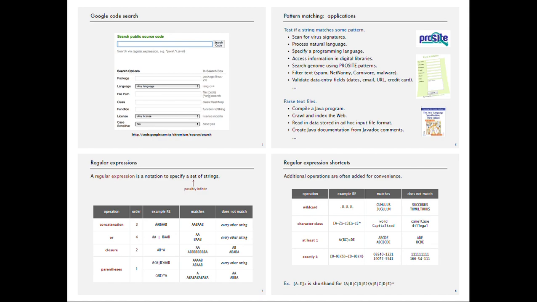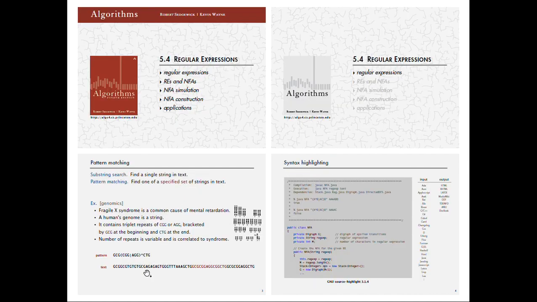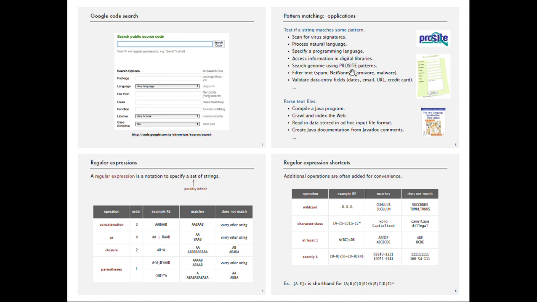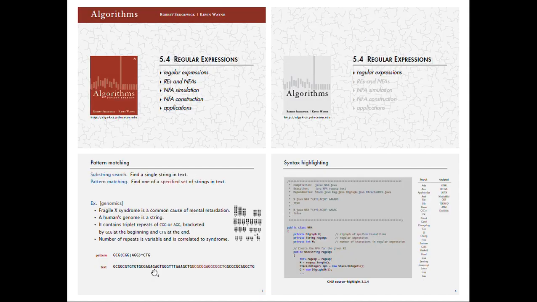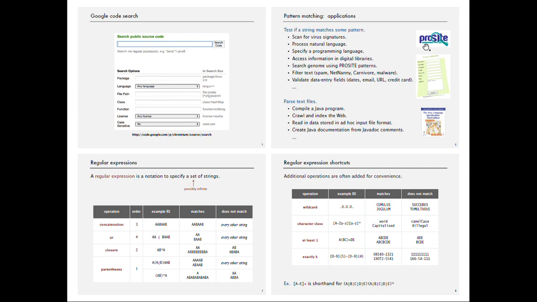Then process natural language, specify a programming language, access information in digital libraries, and search the genome using PROSITE patterns. This is a PROSITE pattern. We did that. This example is contained in searching the genome using a PROSITE pattern. How it works, we showed there.